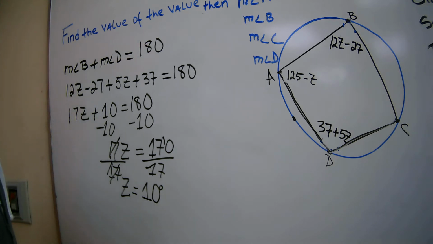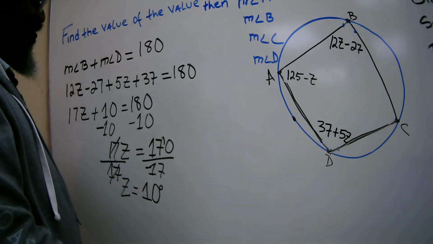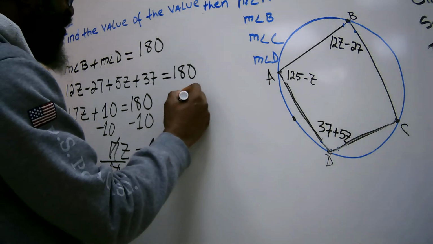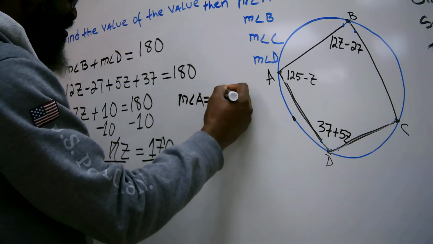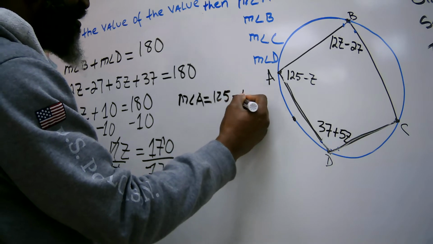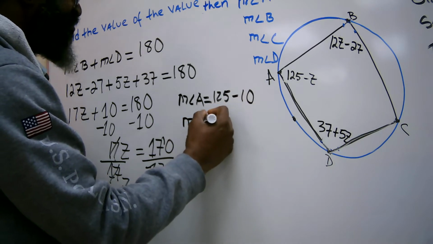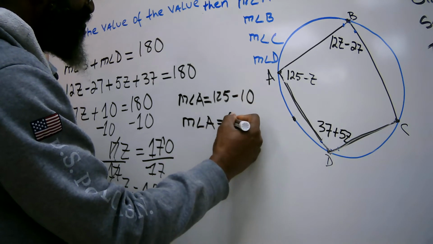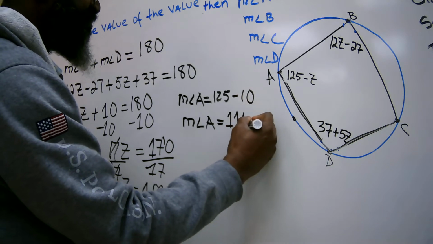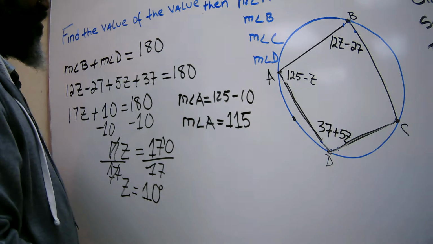Now, the question also asks you to find the measure of each angle. Alright, let's go and find the measure of angle A. Measure of angle A will be 125 minus z, minus 10. Therefore, measure of angle A will be 115 degrees. Right? You have 125, take away 10 from me, that's 115.